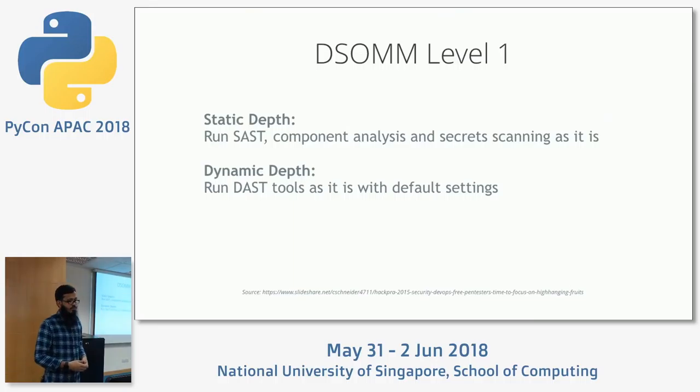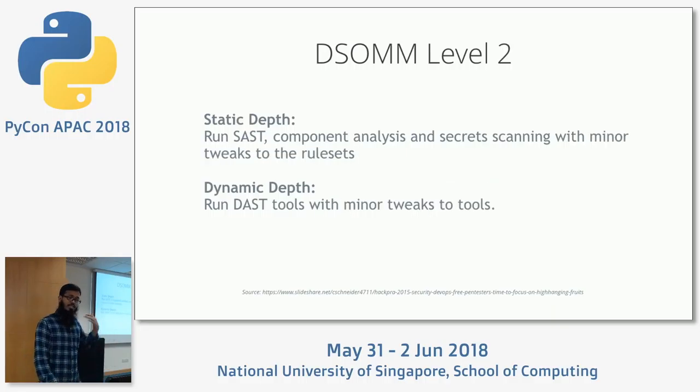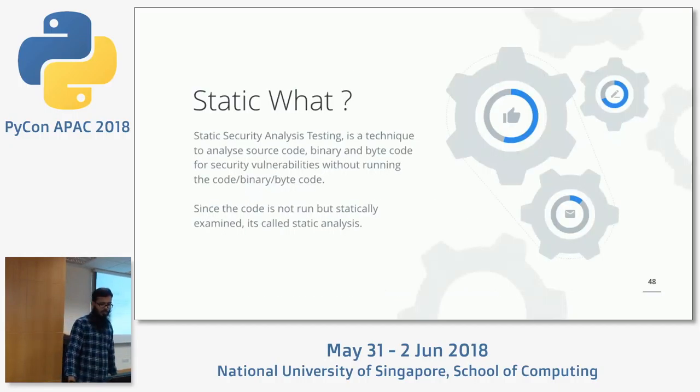And then you run dynamic tools like ZAP Proxy, Burp Proxy. These are security tools which run on your running code, okay? SAST is where your code is not running yet, it's like the build stage. In level two, you run the same static tools, but you add rules to them, you add some intelligence into them, okay? Both for static analysis and dynamic analysis. And by doing some minor tweaks, and again, these are not hard to do, you can easily do it.